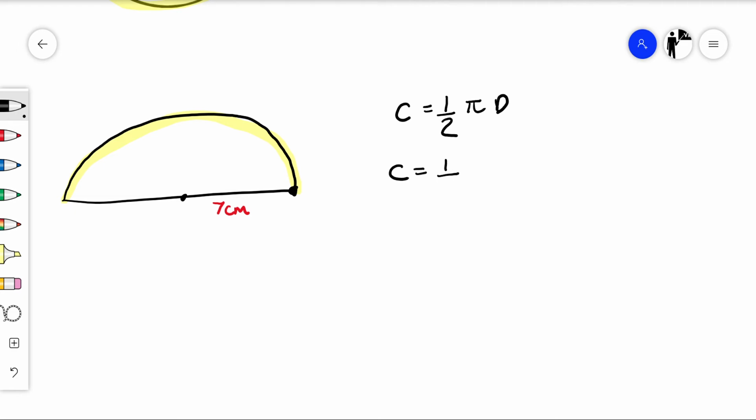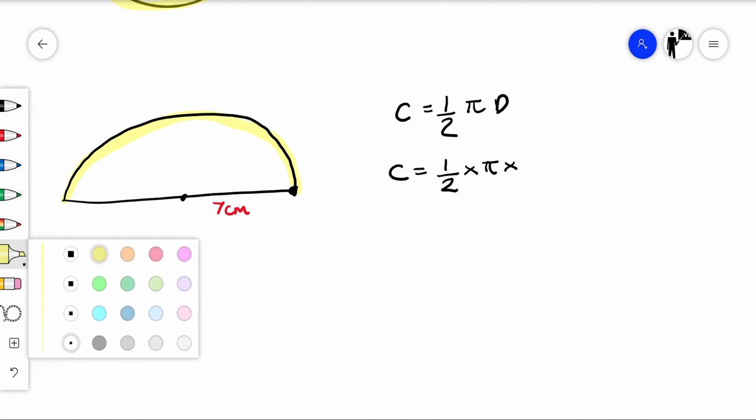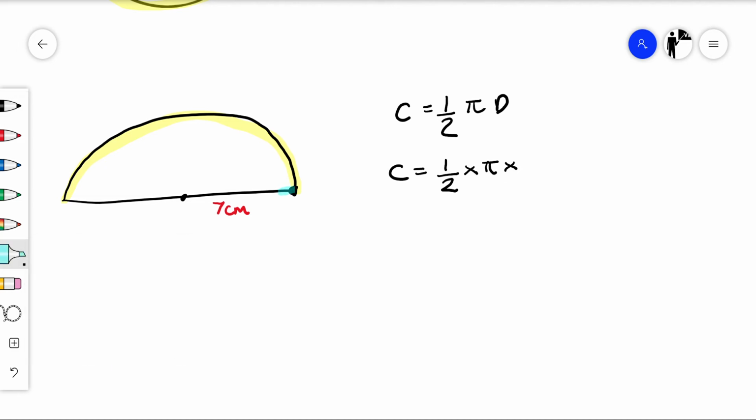So we're going to do a half times pi times the diameter. Remember, the diameter is the distance that goes the full way across from one point on the circumference through the centre to the other. So the diameter is going to be 14. So the circumference here is going to be 22 centimetres to 1 decimal place.